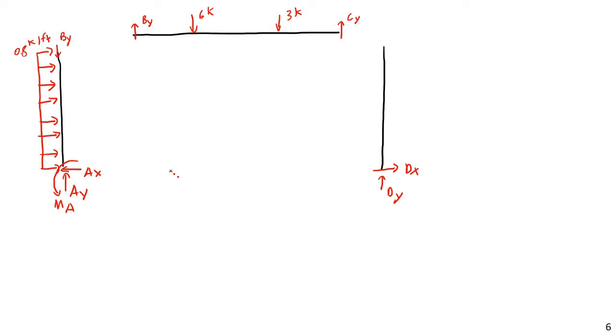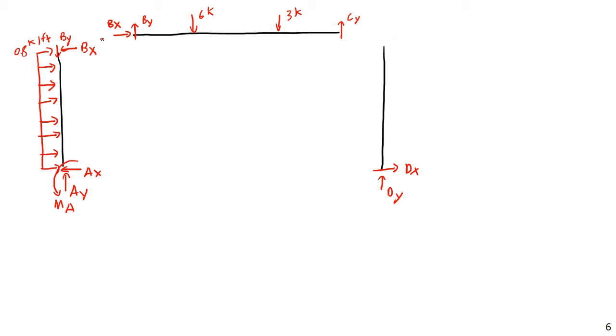What else? Here, I think I'm just going to go ahead and solve for the reactions on this beam, or on this column, and that'll allow me to get to the directions of all these things. So here, let me just say, okay, let's assume Bx was acting to the left, and then to the right here.